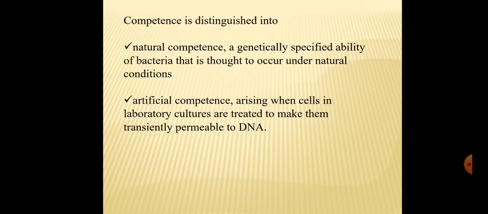So competence is distinguished into natural competence, where some cells have a higher transformation efficiency, a genetically specified ability of bacteria that is thought to occur under natural conditions, and artificial competence, arising when cells in laboratory culture are treated to make them transiently permeable to DNA.